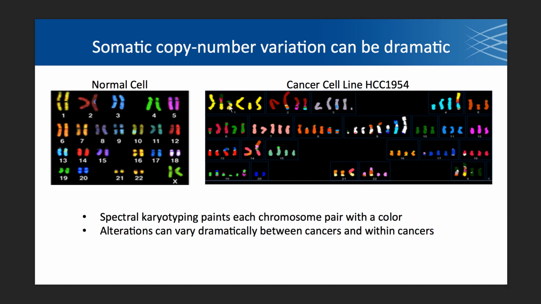In yellow, we have chromosome 1. In red, we have chromosome 2, and so on. You can see for the cancer cell line that we have 6 copies of chromosome 1 and bits of other chromosomes fused onto the ends of chromosome 1. Same for chromosome 2. This cell line is very aberrant, and this can happen in cancer. Alterations vary dramatically between cancers and even within cancers.